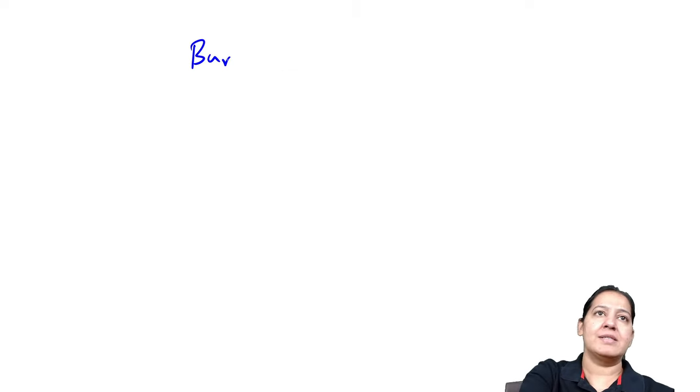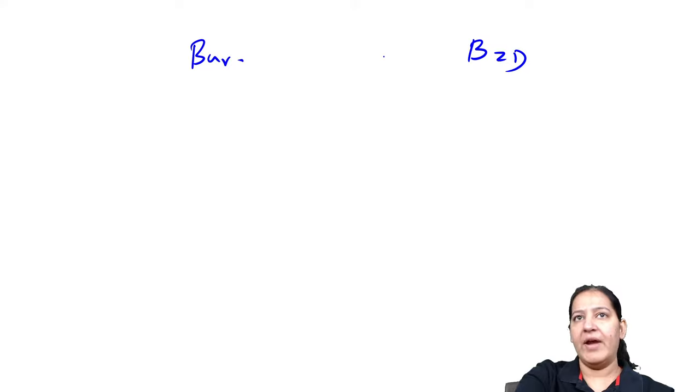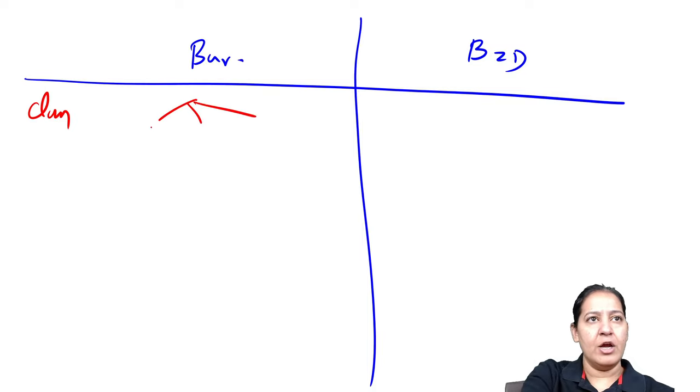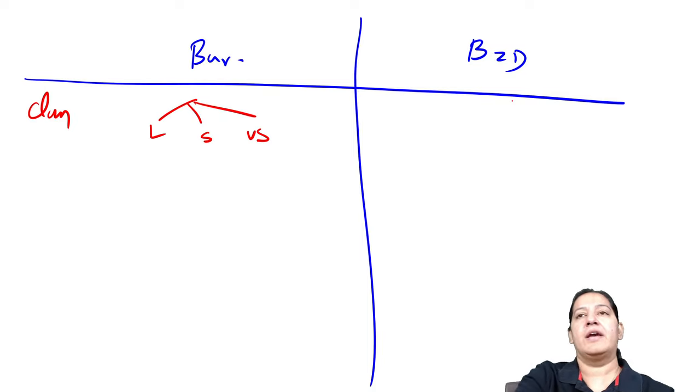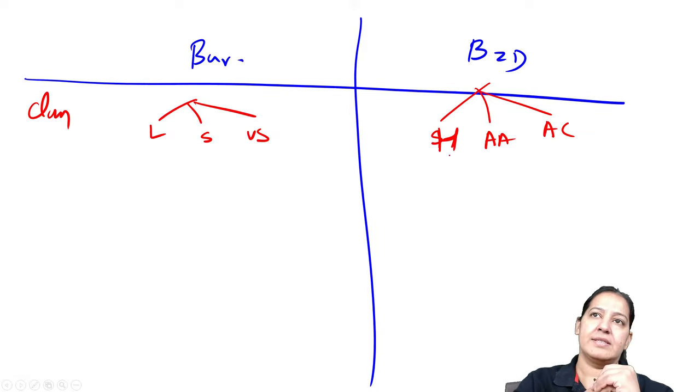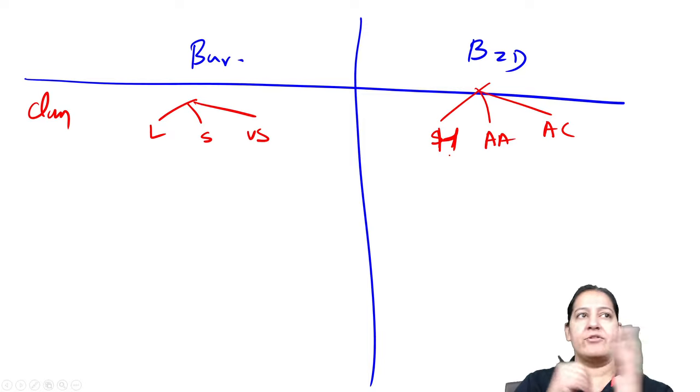What are barbiturates? What are benzodiazepines? You tell me the classification of both. Here, the 3 classes are long acting, short acting, ultra short acting. Here, the 3 classes are sedatives or hypnotics, anti-anxiety and anti-convulsants. So that is the classification. I'm not saying the drugs inside them.